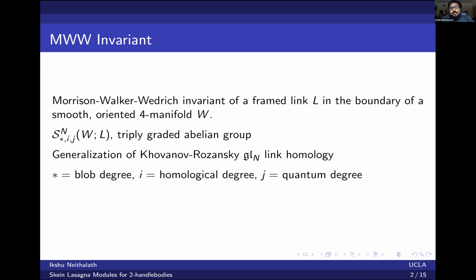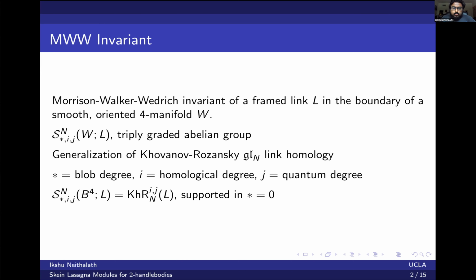Those are just the same degrees that you're hopefully familiar with from Khovanov-Rozansky homology. All right, and how is this a generalization of Khovanov-Rozansky homology? Well, as Paul mentioned, if you just plug in the four ball for your four manifold, so this link L is just a link in the three sphere, then this invariant will precisely recover the Khovanov-Rozansky GL_N link homology of the link. All right, great.